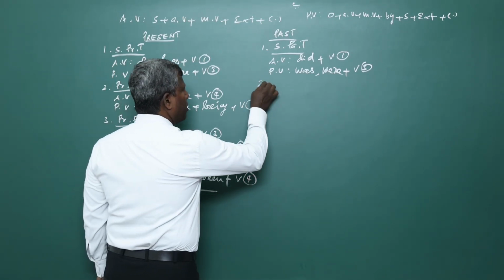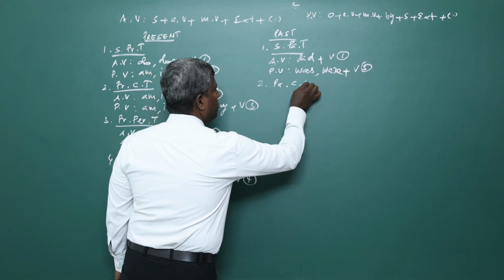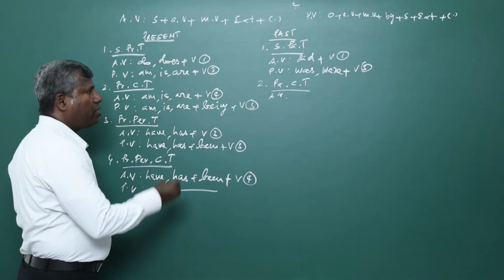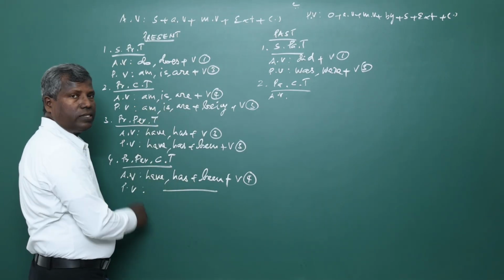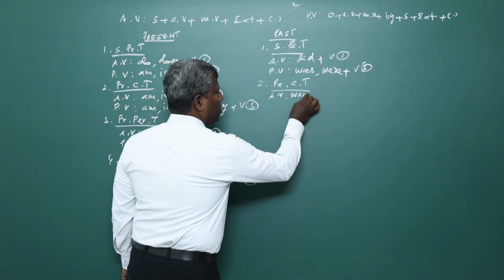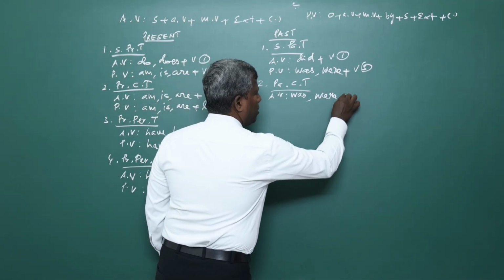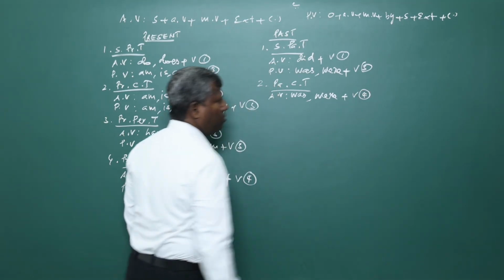Let us go for the next tense, past continuous tense. Then what are the auxiliary verbs we use here for past continuous? What is the formula? What is the past tense of am, is? Was. Past tense of are? Were. Then which form of the main verb do we have to use? Fourth form of the main verb.